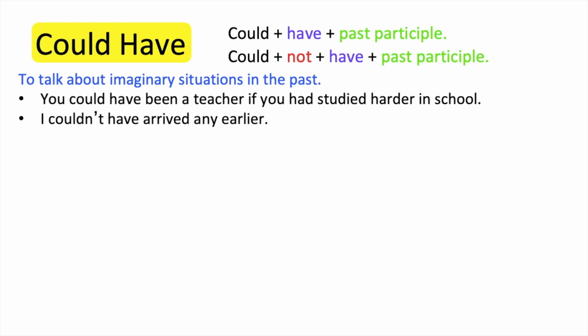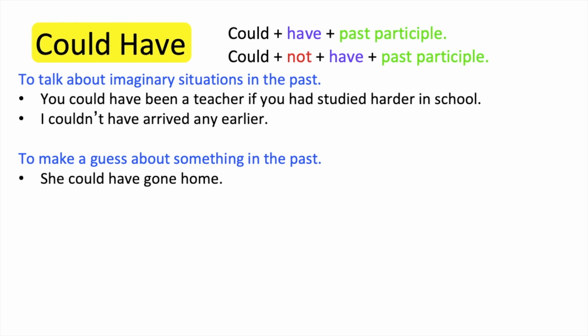Could have can also be used to make a guess about something in the past. For example, if you can't find your friend at a party, you might say, she could have gone home. This might not be true, as we are only guessing. Could have can also be used to talk about alternative possibilities in the past.